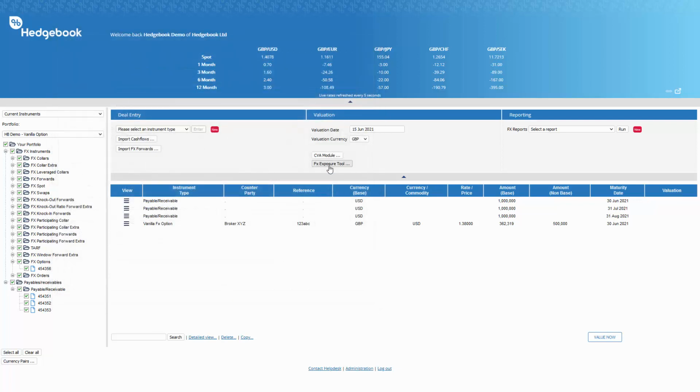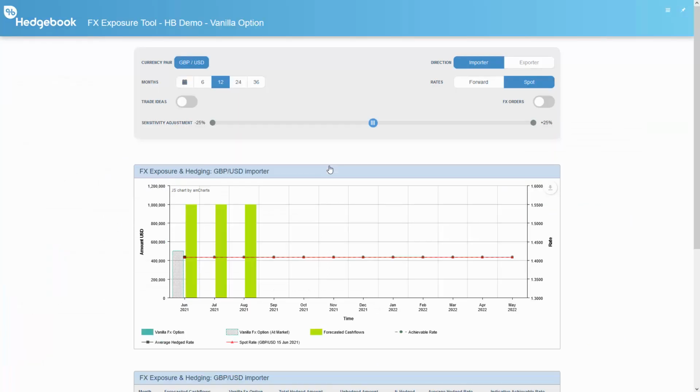So if we hop into the exposure tool, we can see how that gets represented. The green bars are the $1 million US dollars a month, and here we can see the $500,000 option. It's this speckled color because at prevailing market rates of 1.4083, that's above the strike of 138. Therefore, you're not going to exercise that option. If you're going to do the cover, you would do it at the more advantageous higher rate.